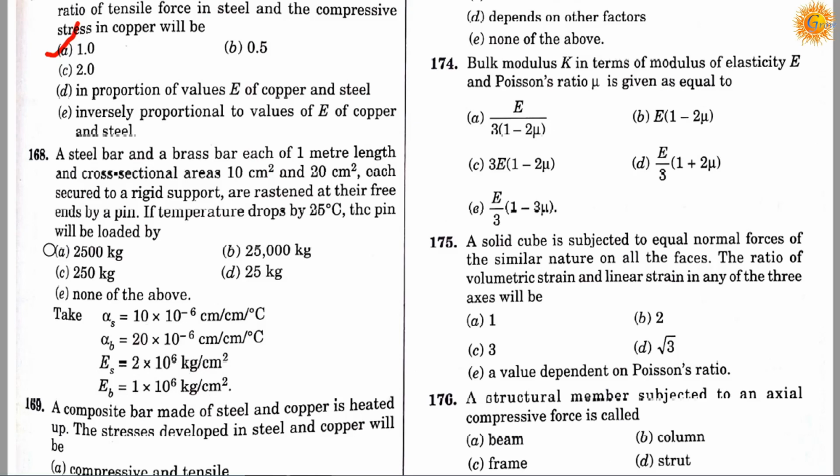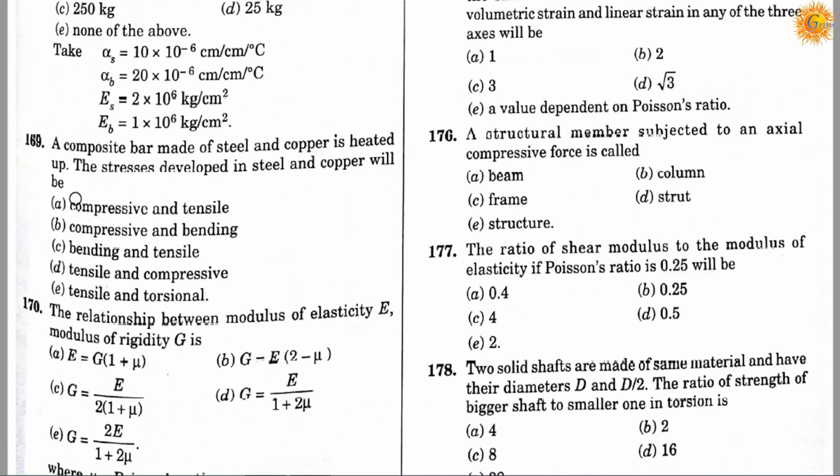So correct answer is A, it will be 2500 kgs. Question number 169. A composite bar made of steel and copper is heated up. The stresses developed in a steel and copper will be option A compressive and tensile, option B compressive and bending, option C is bending and tensile, option D is tensile and compressive, option E is tensile and torsional. Correct answer is D, it will be tensile and compressive respectively.